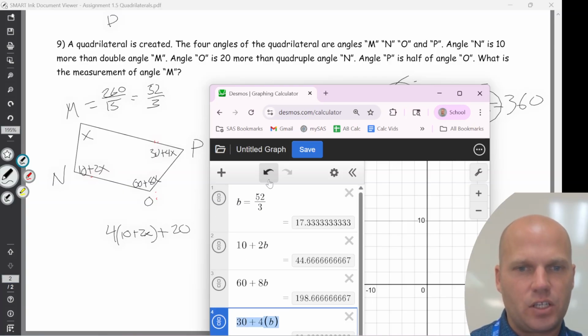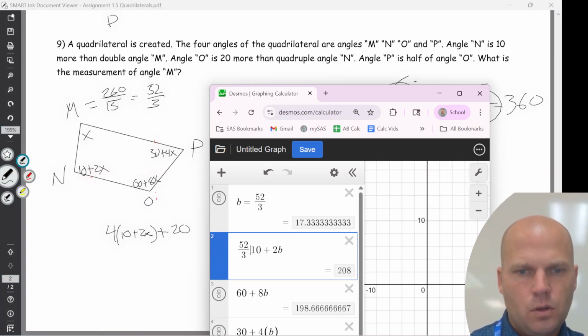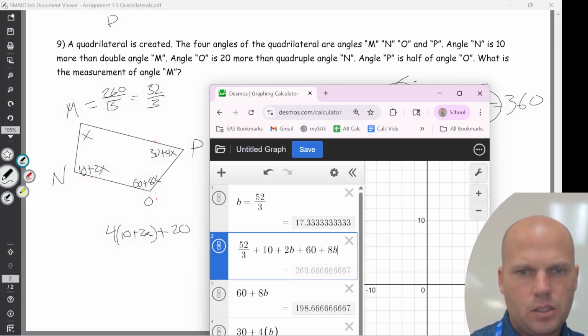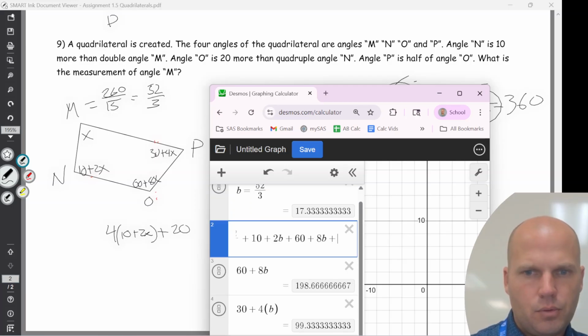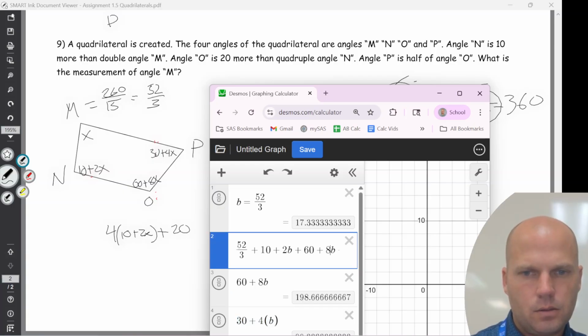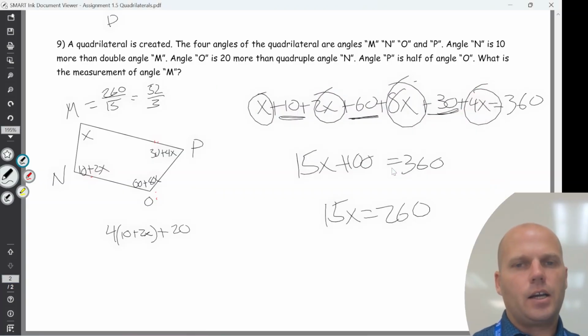And I will add all these things together. So 52 thirds plus that, plus that, plus that. Yep, 360. Fun. Good question.